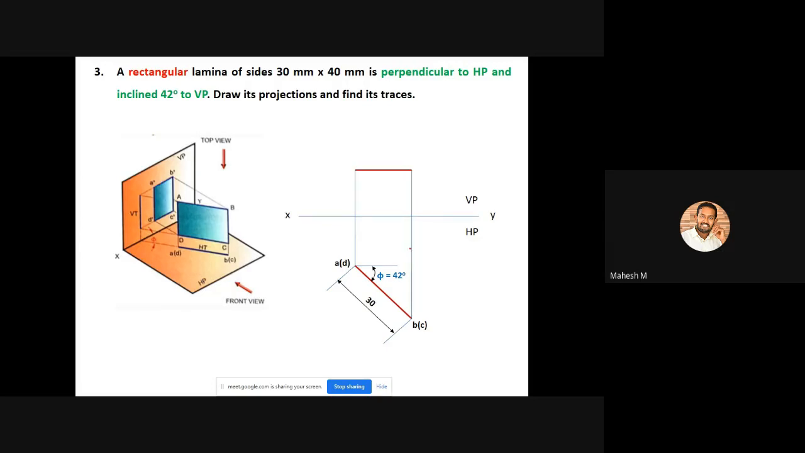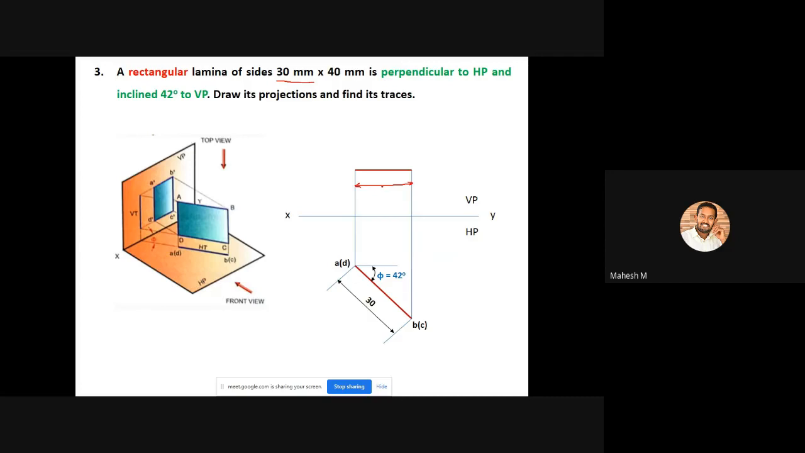Now connect these two points. This will be our reduced line, because the length of the rectangle is 30 mm. If you look at this 30 mm in an inclined direction, you will have a reduced value here, that means it will be less than 30.